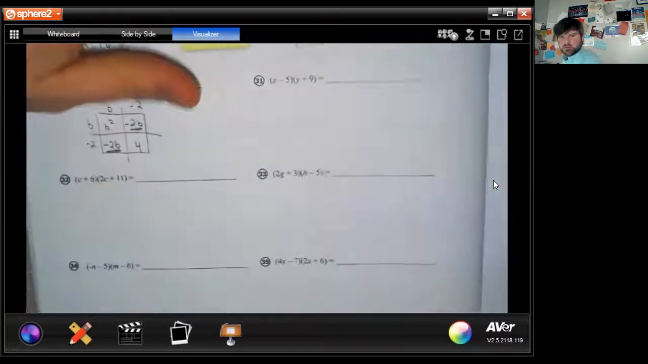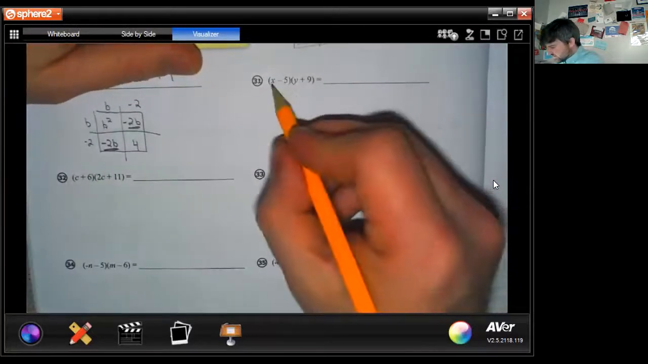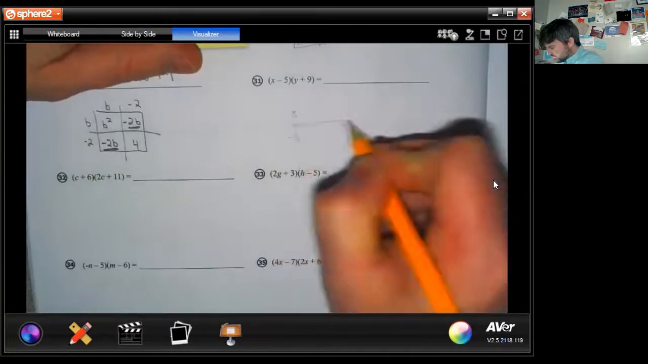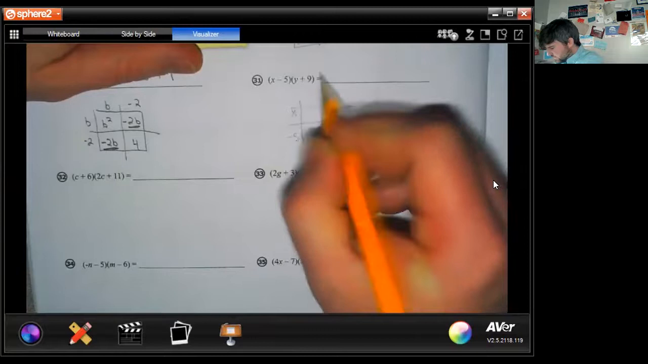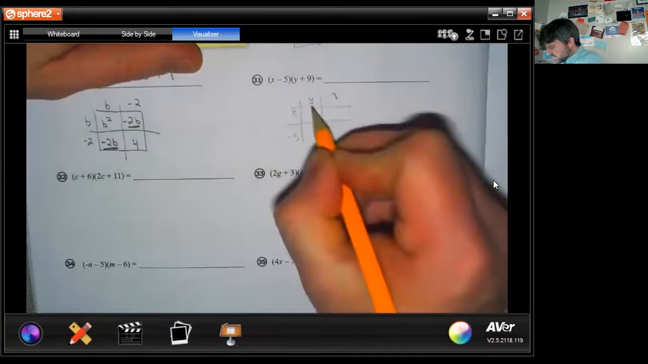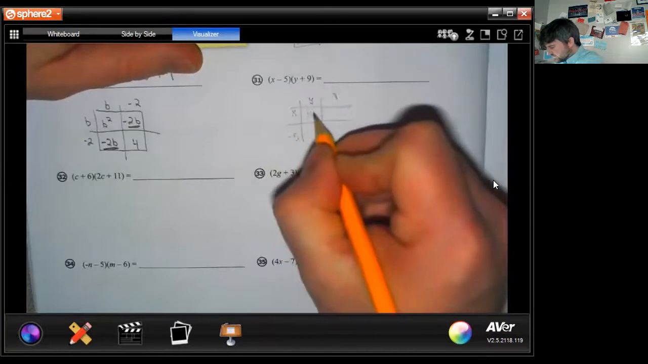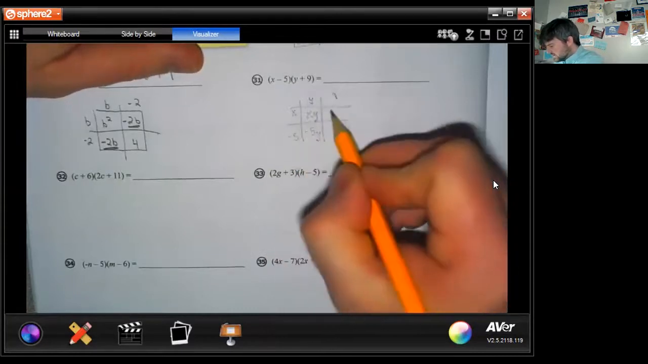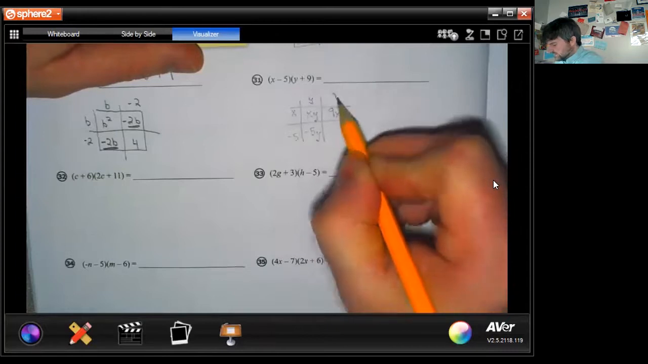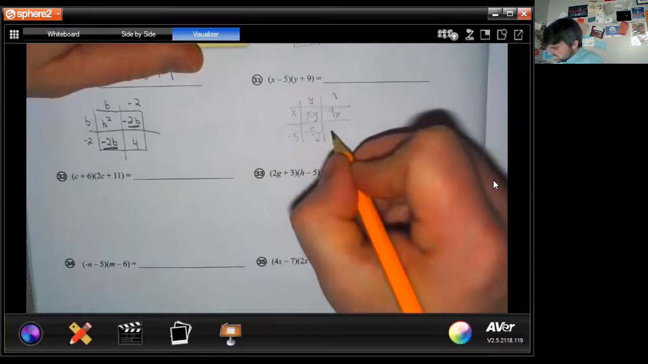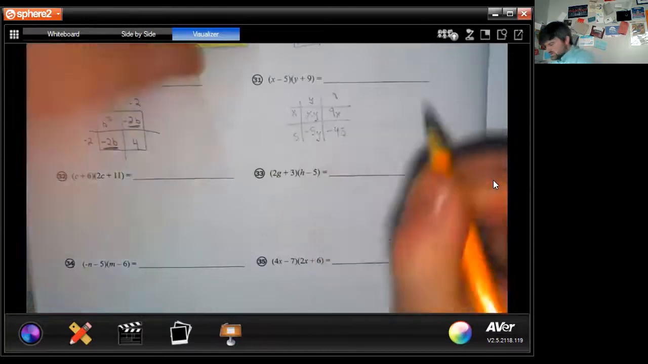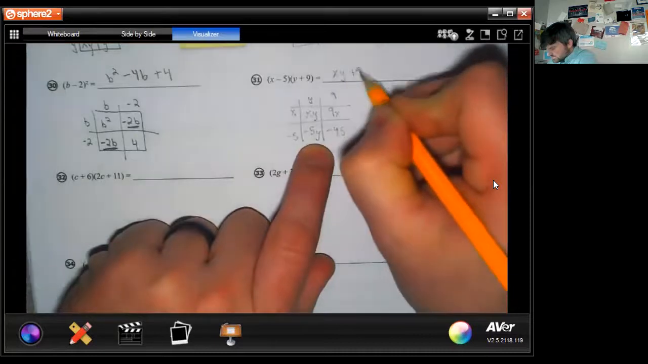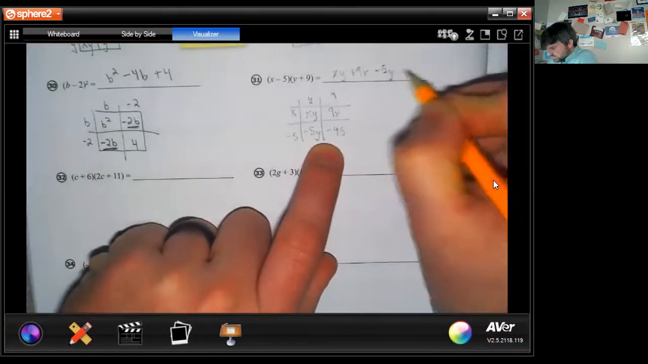So getting a little bit tricky with these here. So x minus 5, y plus 9. So x times y is xy. Negative 5 times y is negative 5y. X times 9 is 9x. And 9 times negative 5 is negative 45. I don't have any like terms here. So we have xy plus 9x minus 5y minus 45.